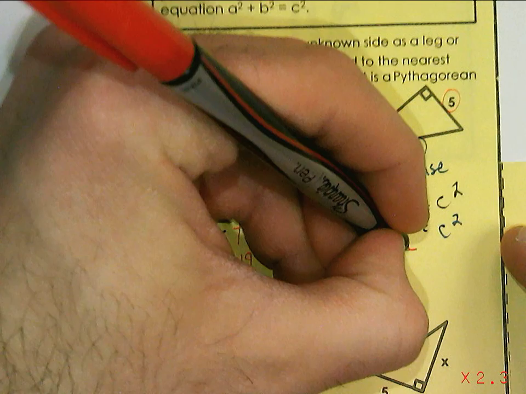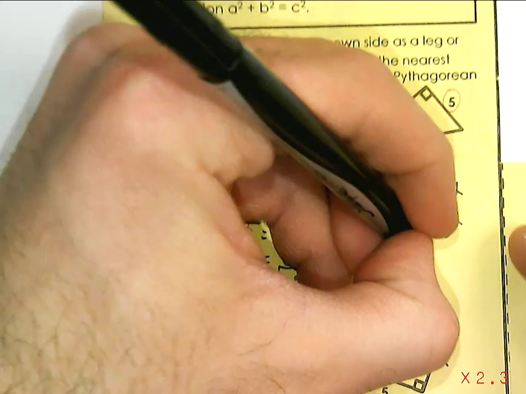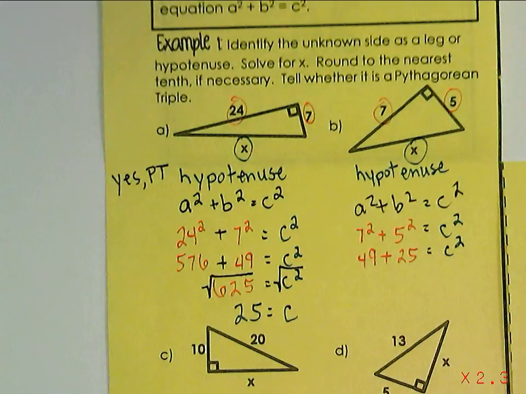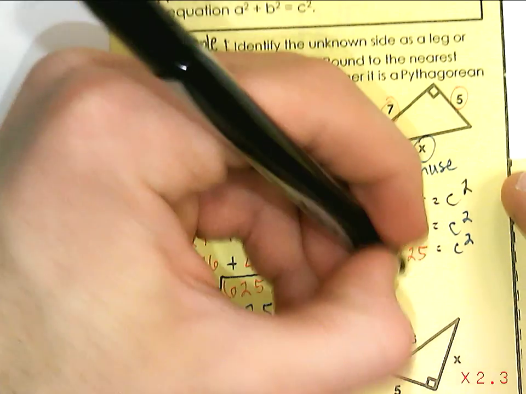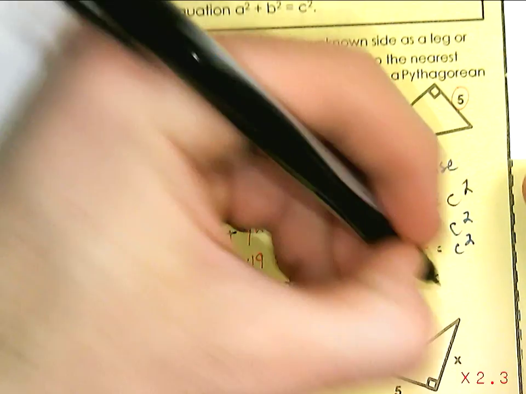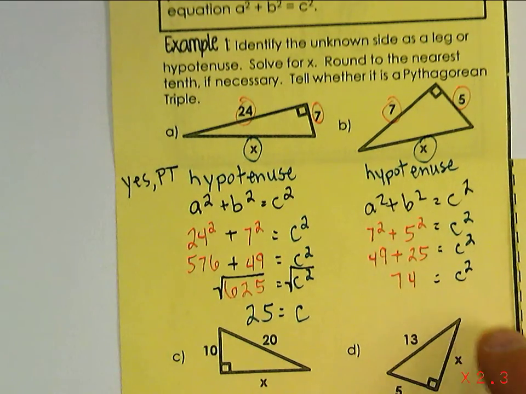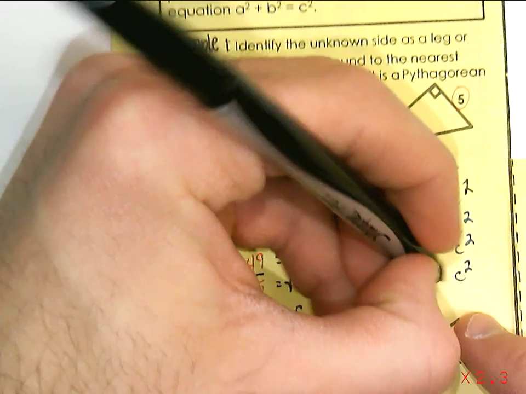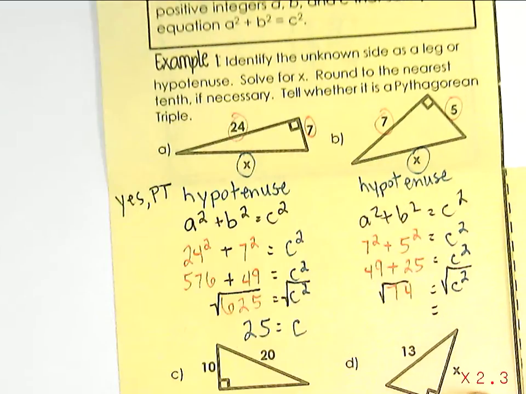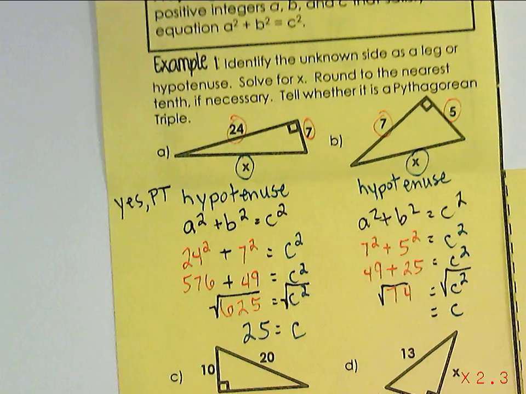5 squared is 25. And then if we add those up, we get 74. And that's going to be equal to c squared. Here's where our square root comes in, in order to get c by itself. Take the square root of both sides and we'll say the square root of 74 is equal to c.